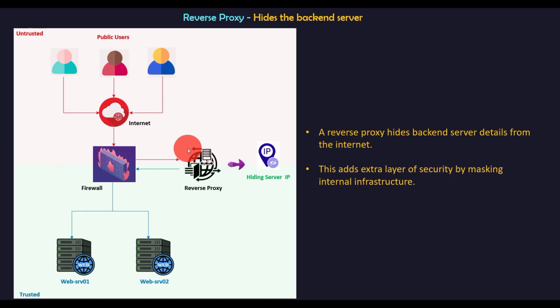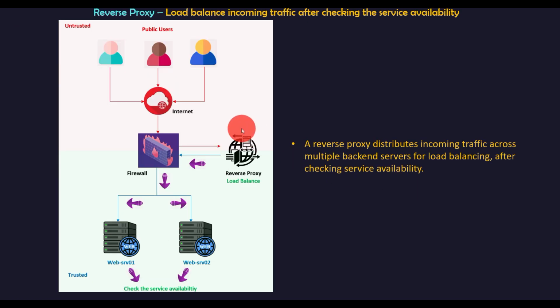Let us see how the reverse proxy works. A reverse proxy hides backend server details from the internet. This adds an extra layer of security by masking internal infrastructure. Also, a reverse proxy distributes incoming traffic across multiple backend servers for load balancing after checking the service availability.